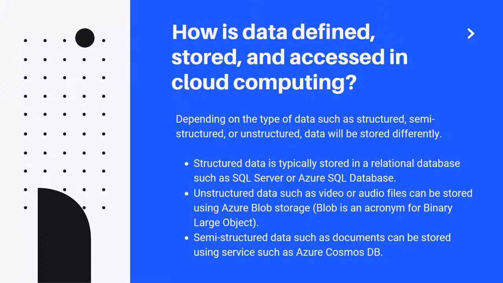Now coming to how data is stored in the cloud. As we described, data comes in three forms: structured, unstructured, and semi-structured. Based on their forms, this data is also stored in different ways over the cloud. Firstly, structured data is typically stored in the form of a relational database. In terms of Azure, it is stored in servers like Azure SQL Database.